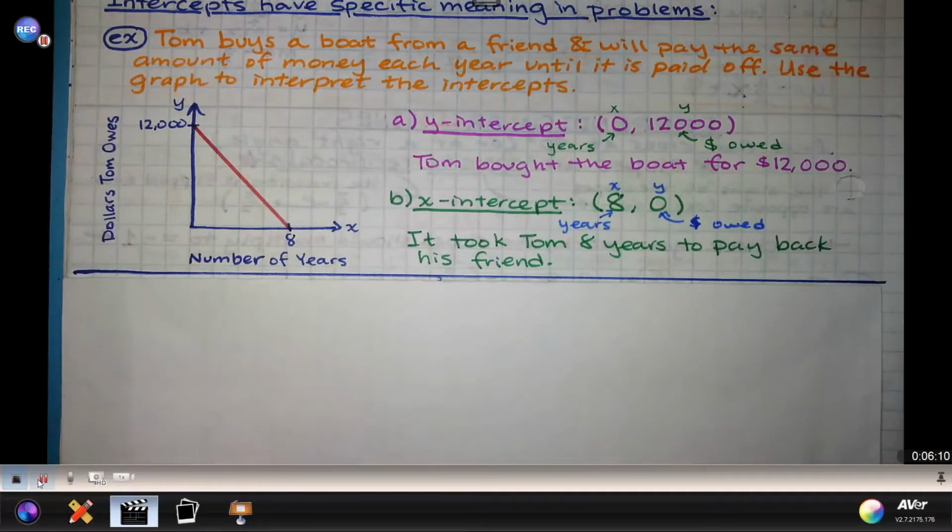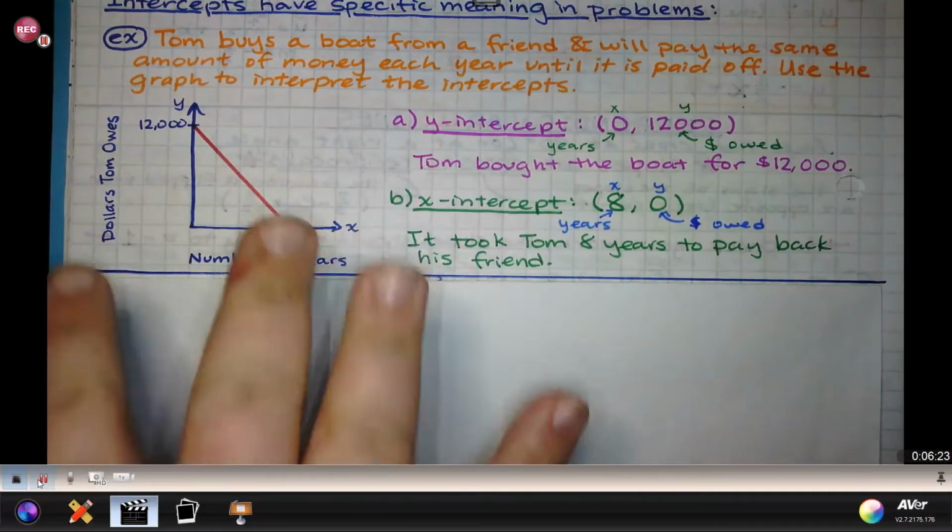Okay? So see how we are able to literally decide what it means based on what the point is and what we know each of the axes are, but then we need to actually interpret that in the problem. It's essentially telling us, well, he must have bought the boat for $12,000 and it takes him 8 years to pay it off. Okay? Great.